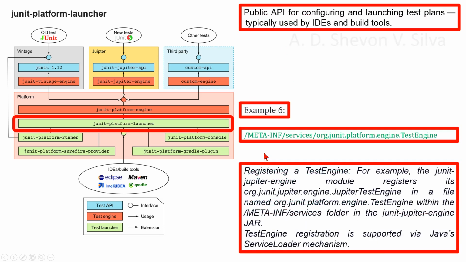As an example 6, we can consider this one, registering a test engine. For example, the JUnit Jupiter engine module registers org.junit.jupiter.engine.JupiterTestEngine in a file named org.junit.platform.engine.TestEngine within the /META-INF/services folder in the JUnit Jupiter engine jar. Test engine registration is supported via the Java service loader mechanism.